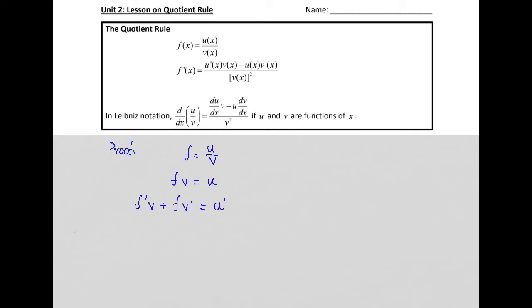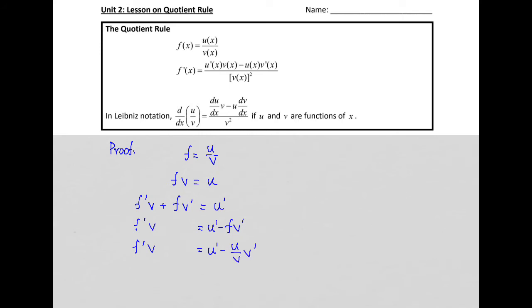Next, we are trying to isolate f prime. That means we have to remove f v prime, so we have to subtract f v prime on both sides. So f prime v equals u prime minus f v prime. And at the same time, we know f is u over v, so we're going to replace f with u over v. So f prime v equals u prime minus u over v times v prime.